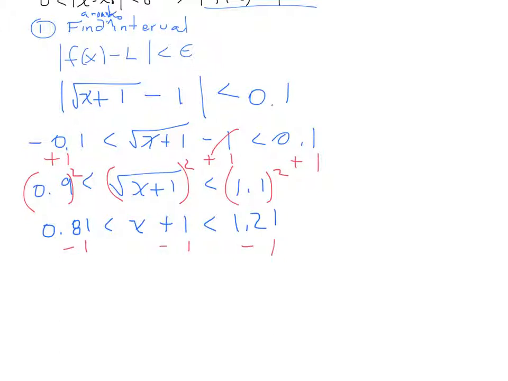Okay, so I hope you get to the point in this class where you're like, all we're doing in here is algebra. I mean, that will be a good thing, right? Because that's all we're doing in here is algebra. So this gives me minus 0.19 less than x less than 0.21. That's my interval.